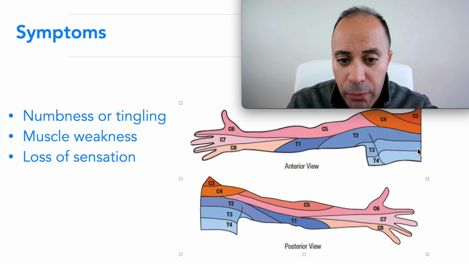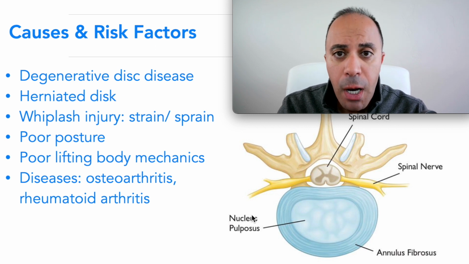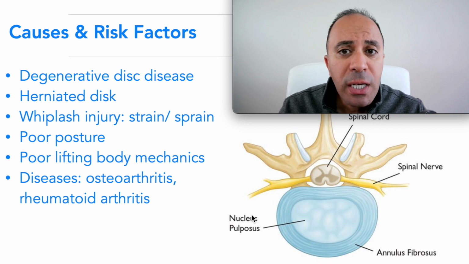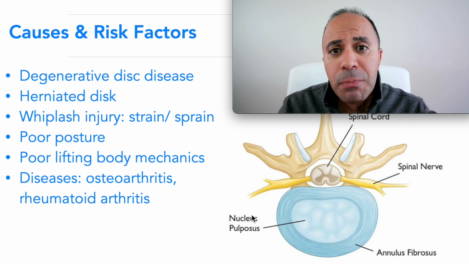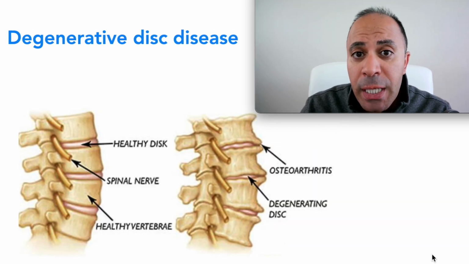of that nerve. What are the possible causes and risk factors for cervical radiculopathy? One of the common causes is degenerative disc disease, and that's basic arthritis or degeneration in the joint itself. So you can see in this image the degenerative disc disease.